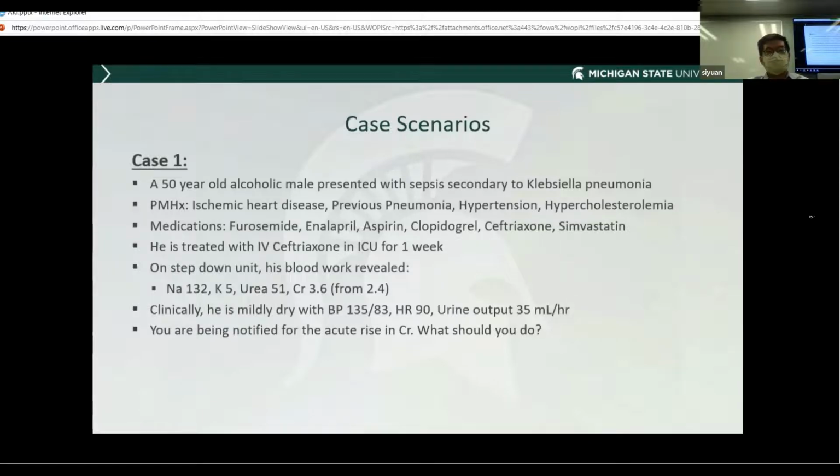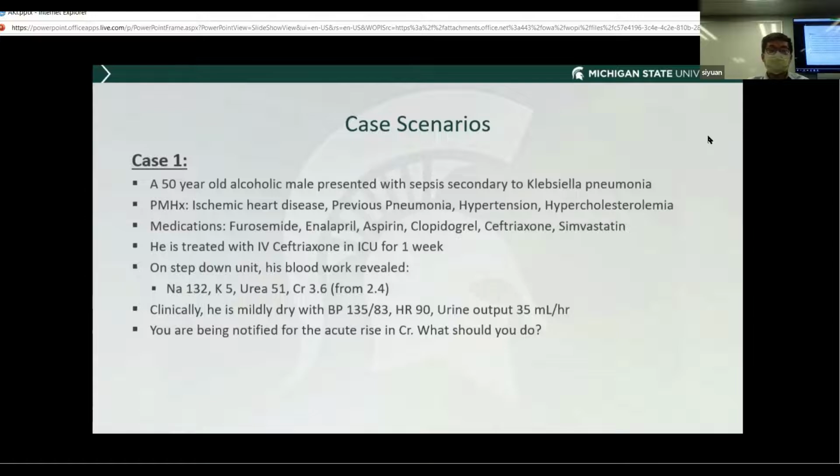So we have this 50-year-old alcoholic man, presented with sepsis secondary to pneumonia. He has a past medical history of IHD, previous pneumonia, hypertension, hypercholesterolemia, and his medications include furosemide, enalapril, aspirin, clopidogrel, ceftriaxone, simvastatin. So he was treated with IV ceftriaxone in ICU for a week.